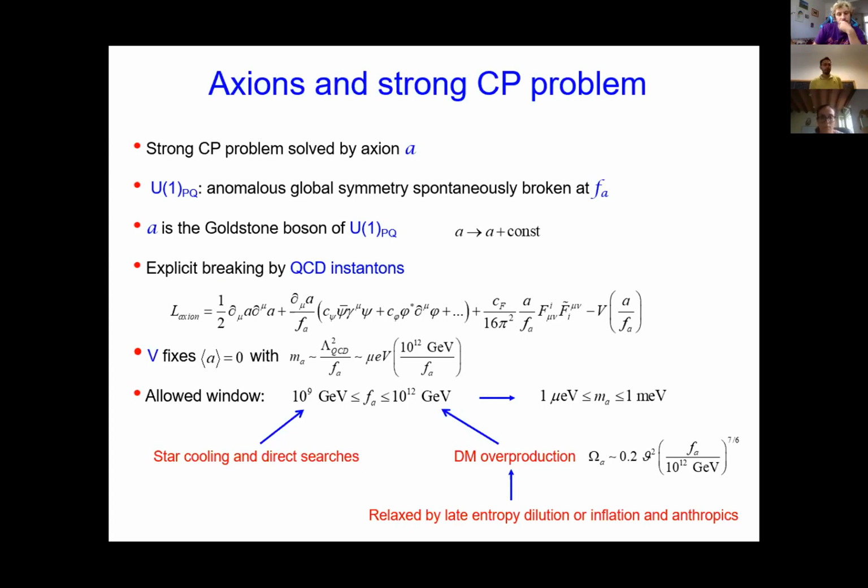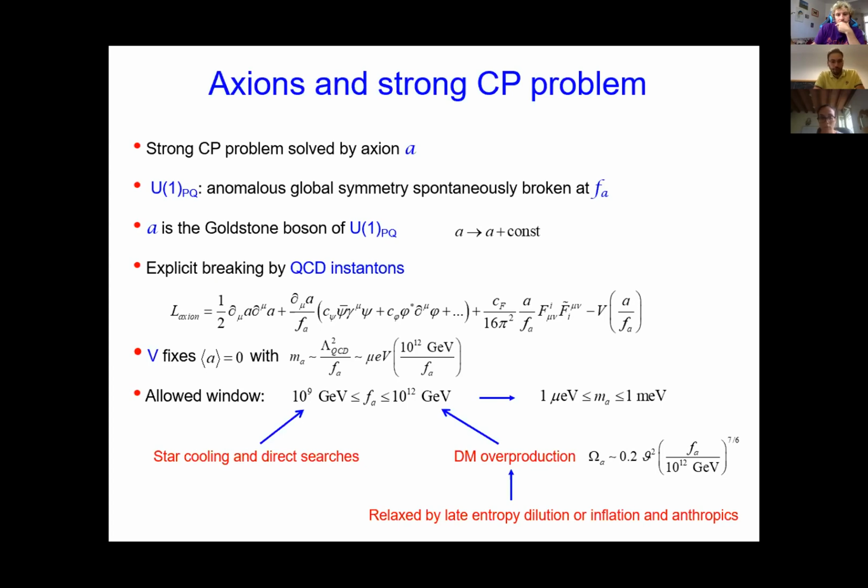What is important for the QCD axion is the breaking of this symmetry down to a discrete shift symmetry by QCD instantons, and then one generates, depending on the model, couplings in general to gluons, photons, fermions, and all of these are controlled by the axion decay constant f_a. The important thing is that the axion develops a potential V, which fixes its vacuum expectation value to 0, so that the effective theta angle vanishes. And the axion mass is set by Lambda_QCD squared over the axion decay constant.